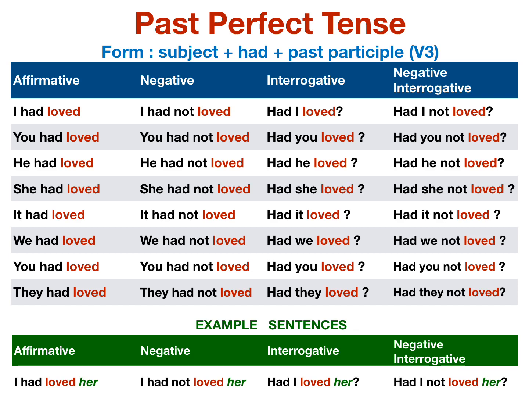Example sentences. I had loved her. I had not loved her. Had I loved her? Had I not loved her?